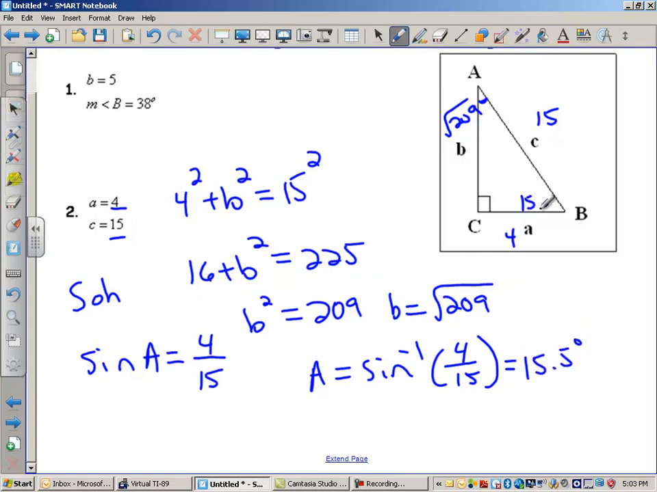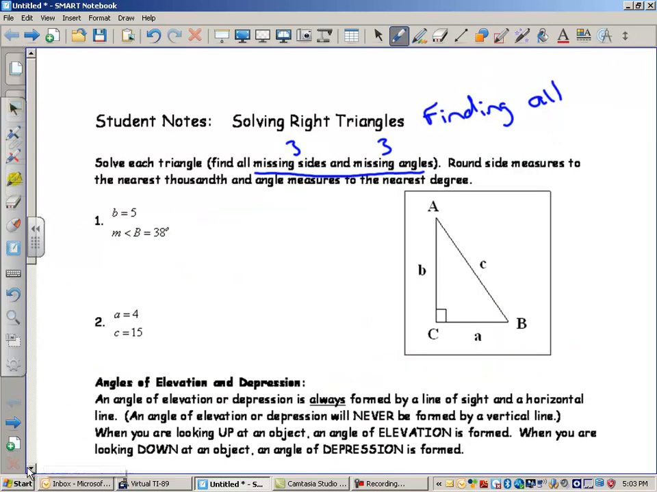And then, of course, oh wait, that's the wrong angle. We're talking about angle A up here. So I would say the measure of angle A is 15.5 degrees. So, of course, we could subtract 180 minus 90 minus 15.5 to find the measure of angle B, and we've got the triangle solved.